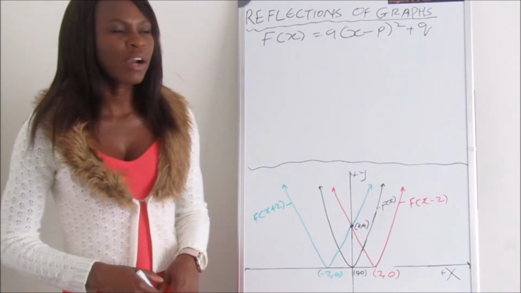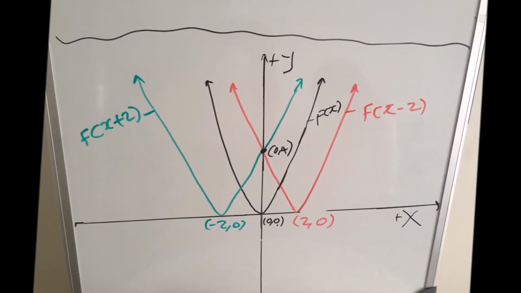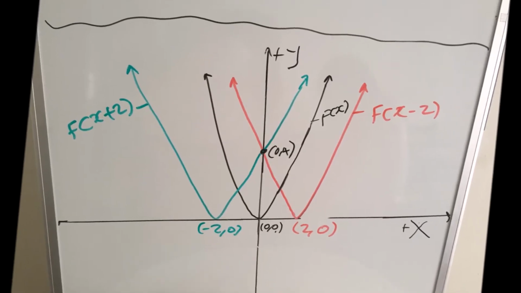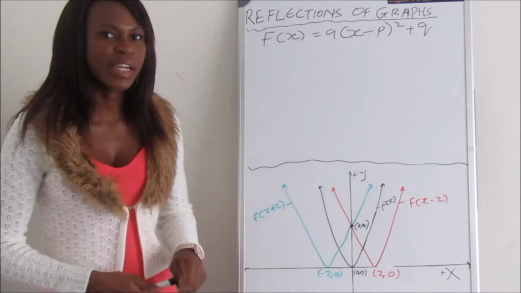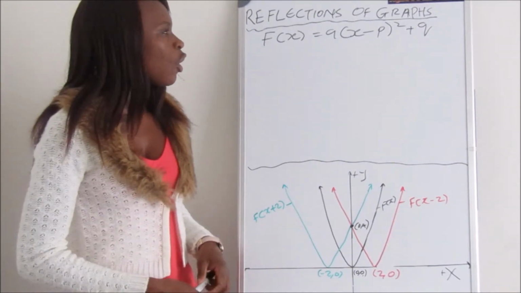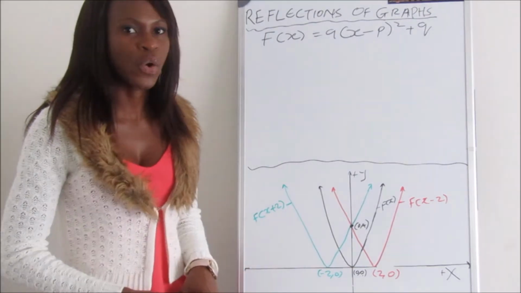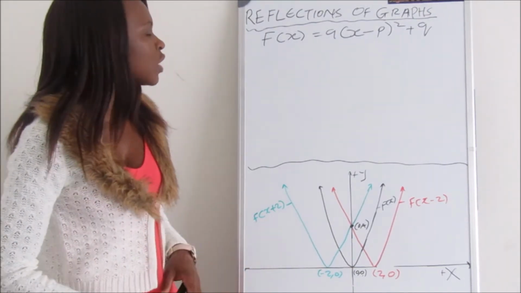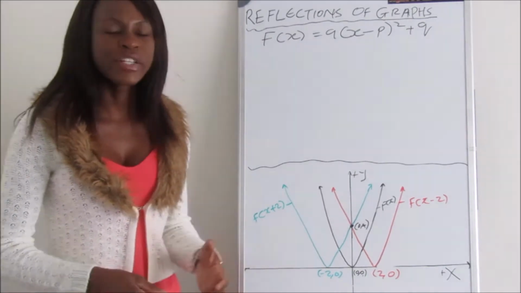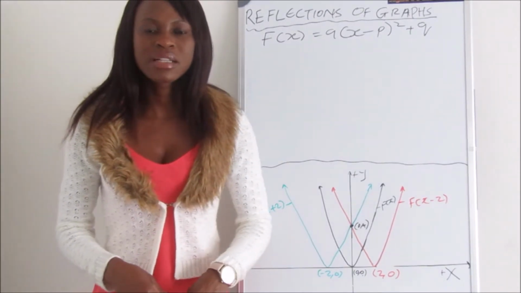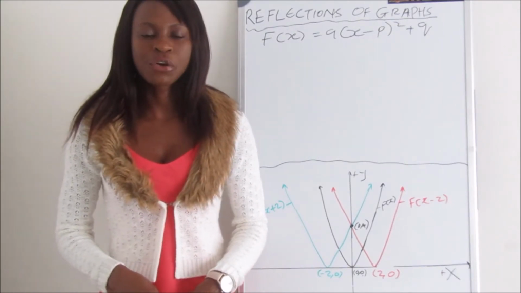So let's look at one of the standard equations of a parabola, which is f(x) = a(x - p)^2 + q, of which we already know that p and q are the coordinates of our turning point. When we are dealing with translations of graphs, p is responsible for the horizontal shifting of the graph, and q is responsible for the vertical shifting of the graph.